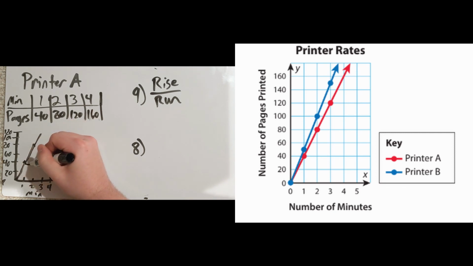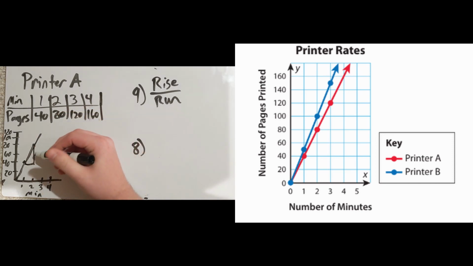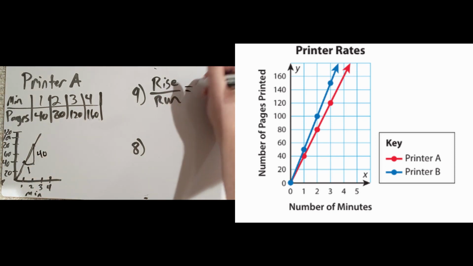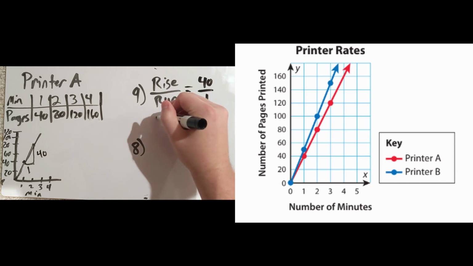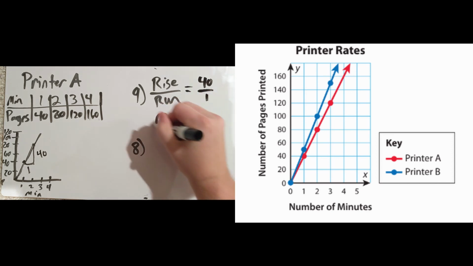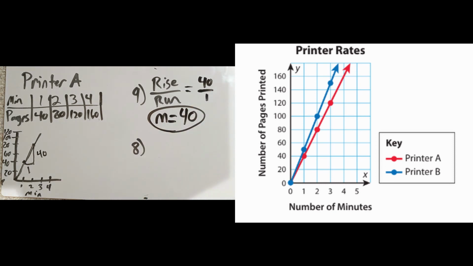If we look at this one, we can go over and then up. So we're just going to look at how far up it went. From 40 to 80, so that's 40. It went over from 1 to 2, so that's 1. So our rise would be 40. Our run is 1. So our slope, which remember is m, is just 40 for printer A. The question asks for printer B too. I'll let you guys try that one.